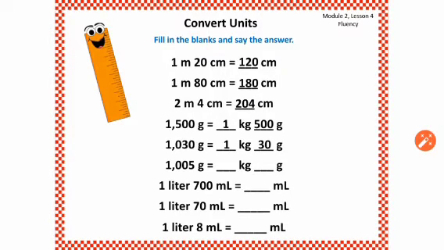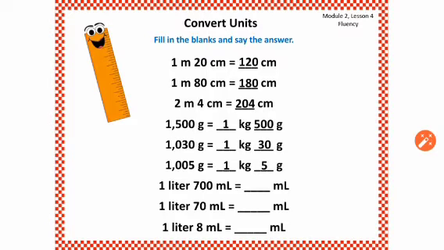So the next is 1,005 grams. Convert to kilograms and gram. So we have how many kilograms there? Yes, good. We have 1 kilogram. And how many grams? Yes, you're correct. We have 5 grams. Let's go to the liter.